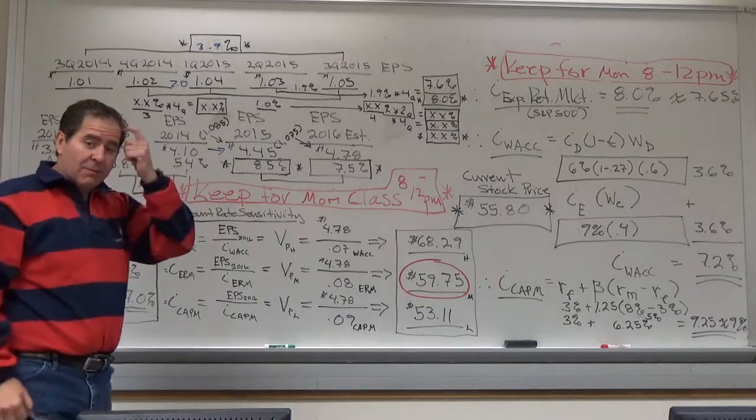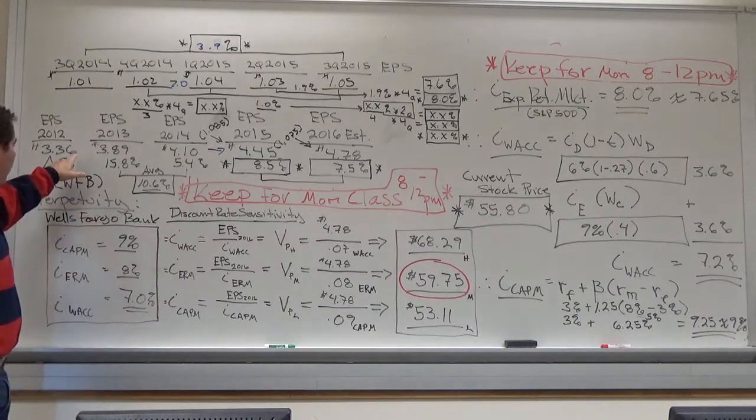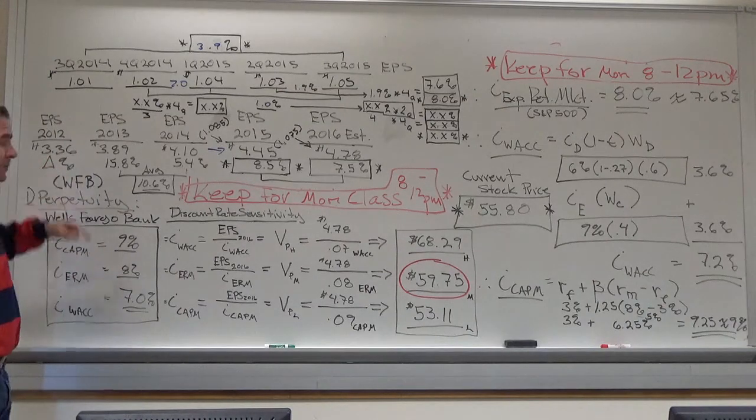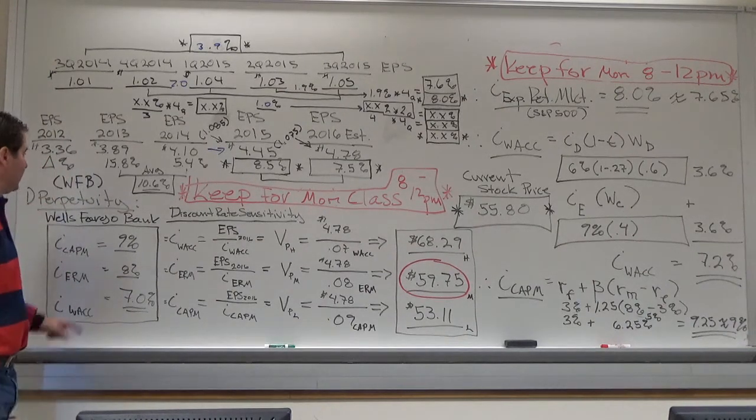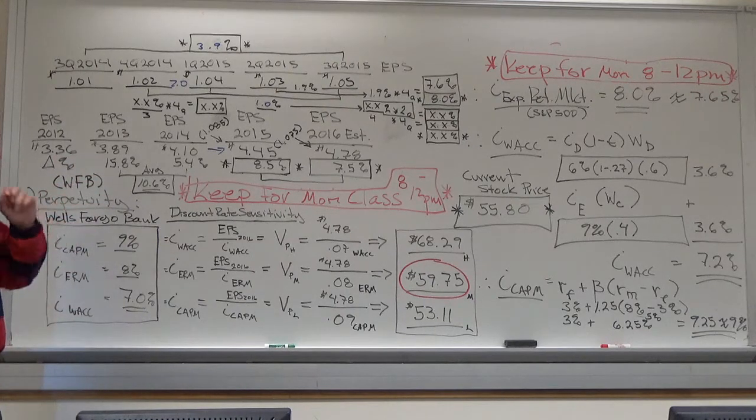First thing we need to do is to come up with the earnings per share. I went back to 2012 and got earnings per share for the year for Wells Fargo, which turned out to be $3.36. I also got 2013, which was $3.89. The difference between the two on a percentage basis is 15.8% on an annual basis.